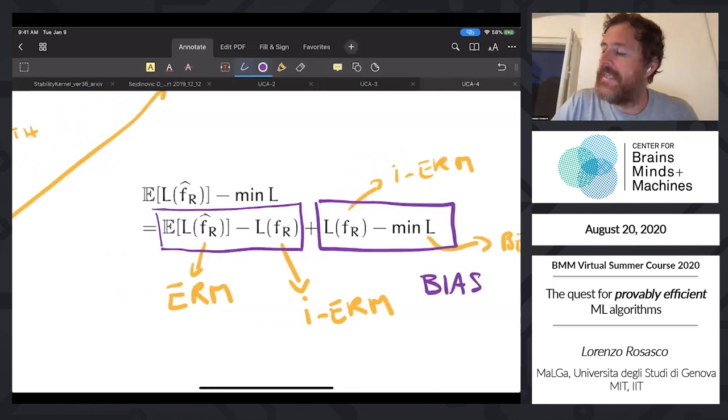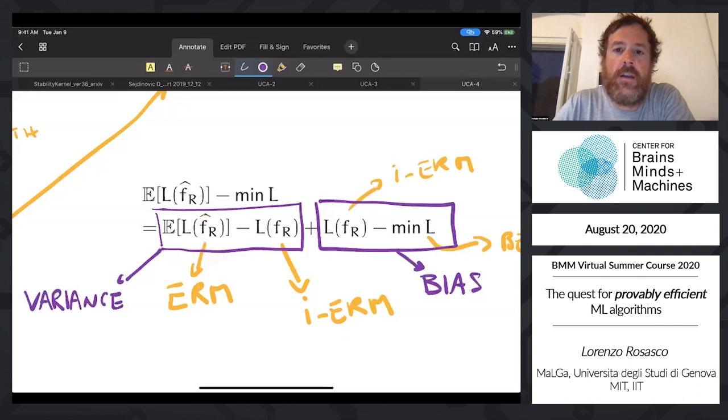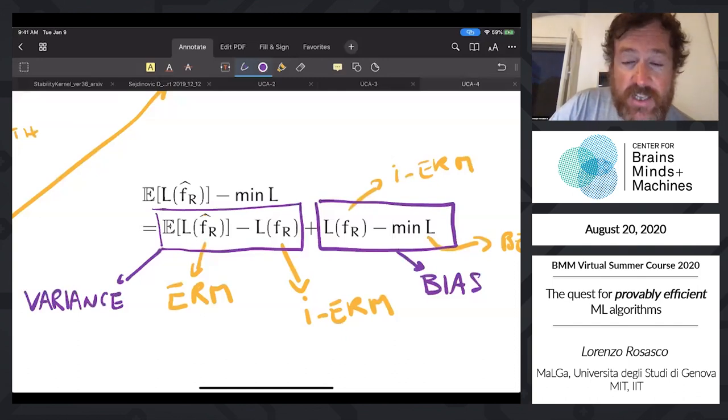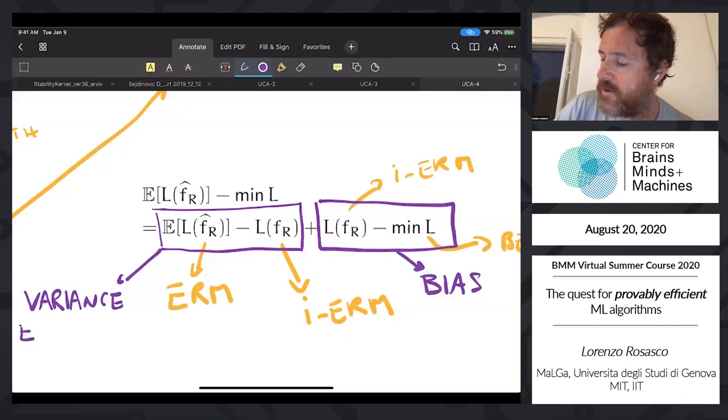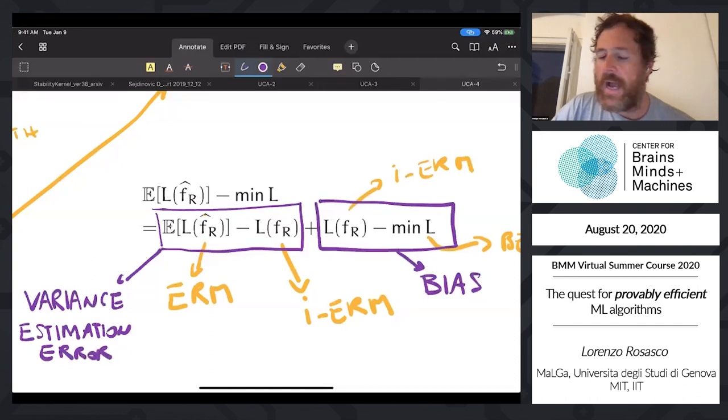The other term is the difference between essentially having access to infinite data or having access to finite data. Clearly, this depends on the data. It's a stochastic quantity, and essentially, it plays the role of classically what is sometimes called the variance. Okay, and again, here it is not a variance in a classical sense, it's not in any precise sense. Sometimes a better name is maybe the estimation error. I call it the variance because it will play the same role of the variance in a classical statistical analysis.